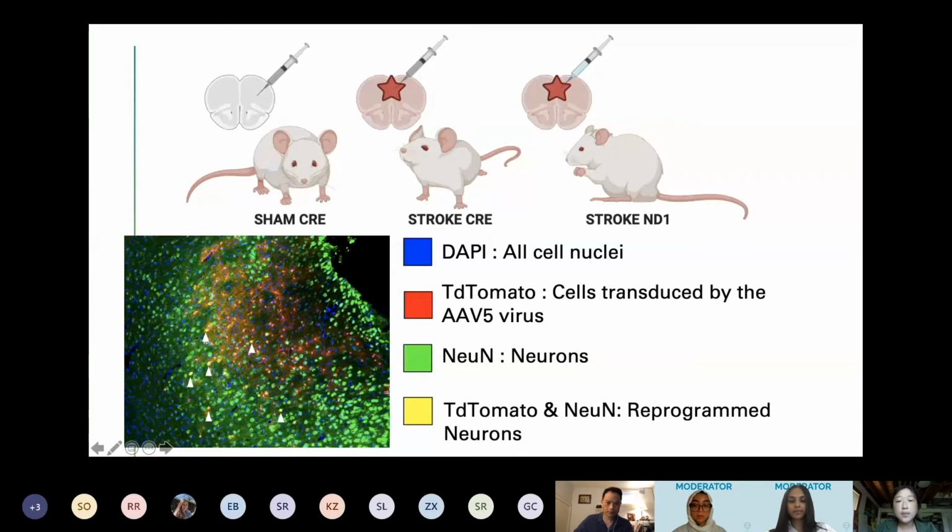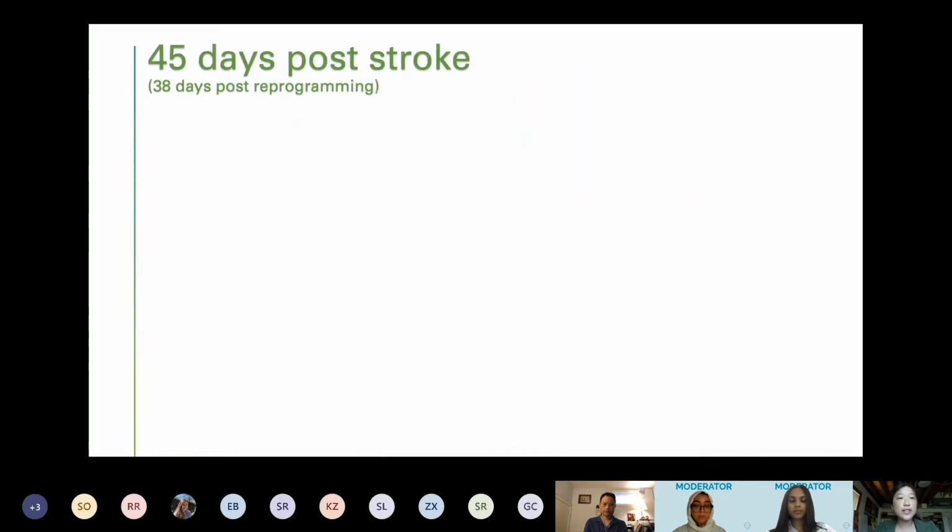And if a cell has both been transduced by the virus and is a neuron, we're calling these the reprogrammed neurons. And what we assumed happened is the virus got into an astrocyte and the astrocyte turned into a neuron. So we're looking at the 3 groups, 45 days post-stroke or 38 days post-reprogramming. And here's what we expected.